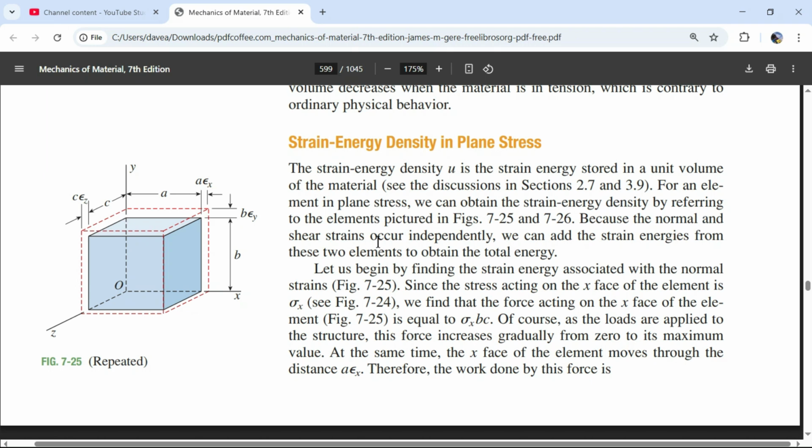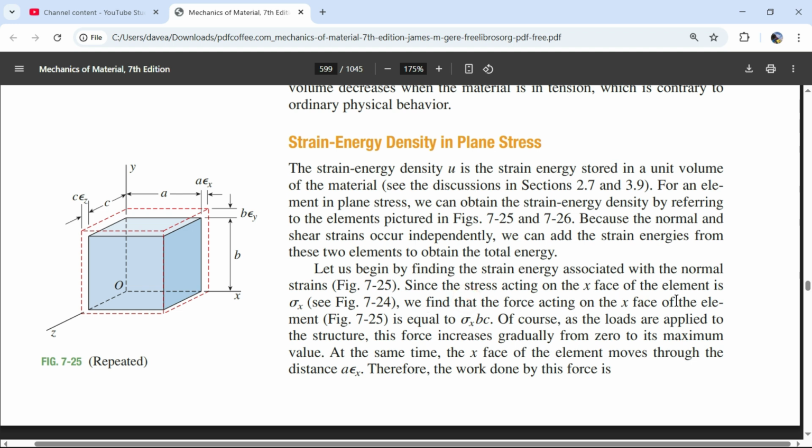Because the normal and shear strains occur independently, we can add the strain energies from these two elements independently to obtain the total energy. Let us begin by finding the strain energy associated with the normal strains, that would be this one, since the stress acting on the x face of the element is sigma x. We find that the force acting on the x face. Anytime you see the word energy, you'd be like, what is energy? It's force times distance. Can you identify a force? Yes, sigma x times this area. Can you identify a distance? Yes, epsilon x times a.